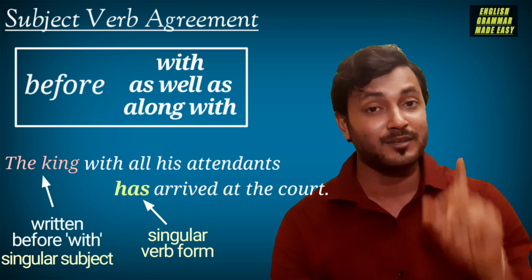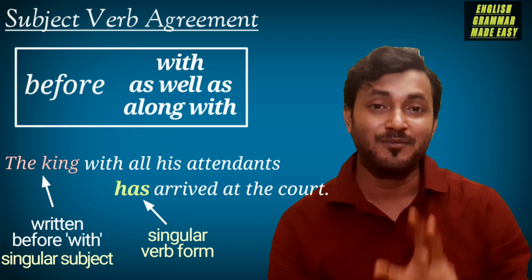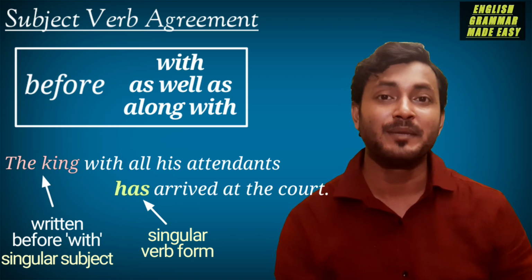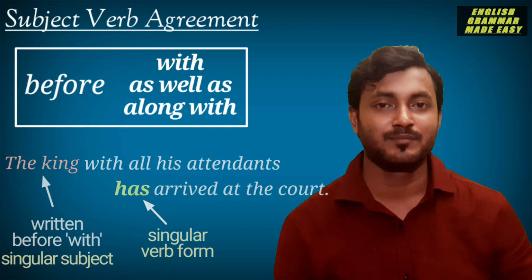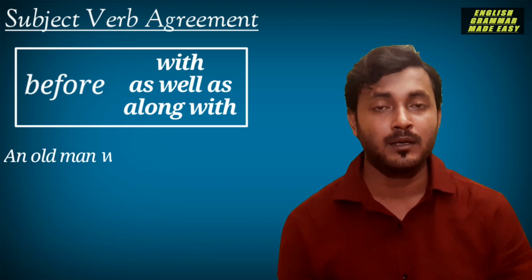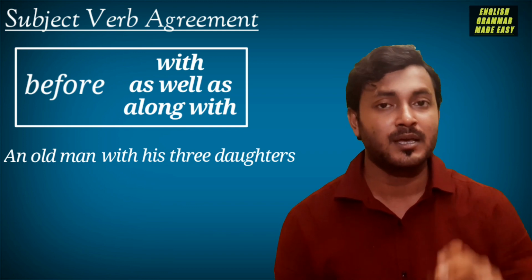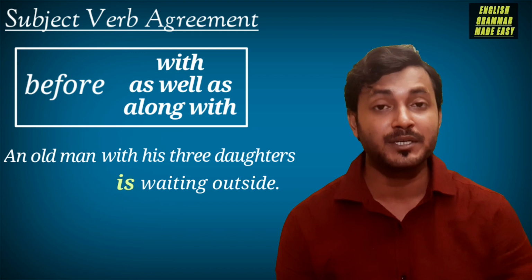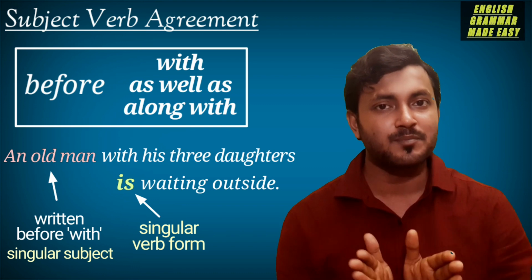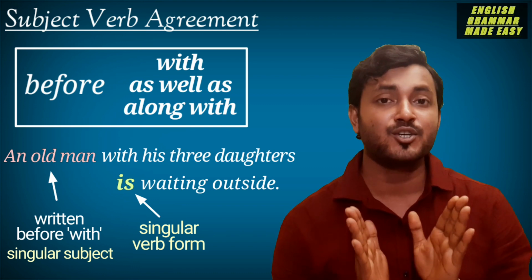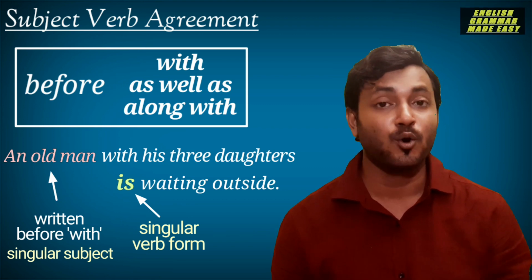This rule has similarity with the first rule I talked about. So the word written before of, before with, before along with, before as well as will be treated to be your subject, right? Acha, next one, another example. An old man with his 3 daughters is waiting outside, because your subject is an old man and not the 3 daughters. With 3 daughters, this part is useless here. It is just adding information to the subject.